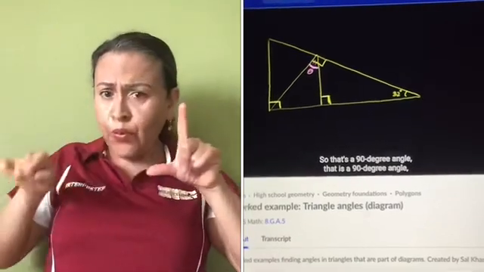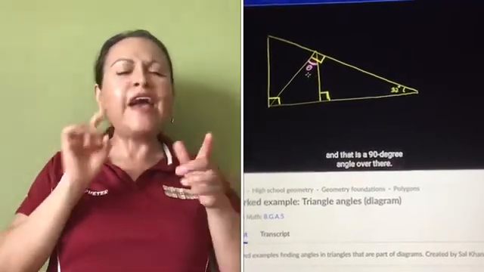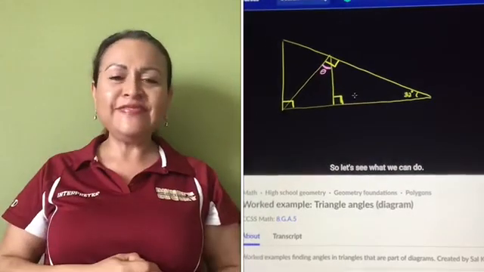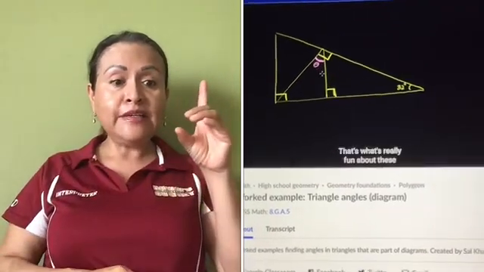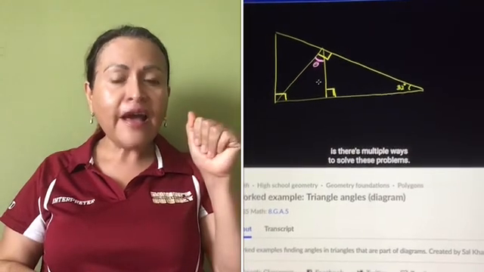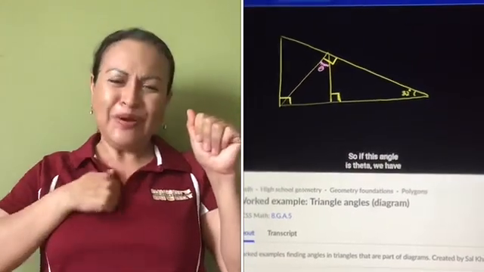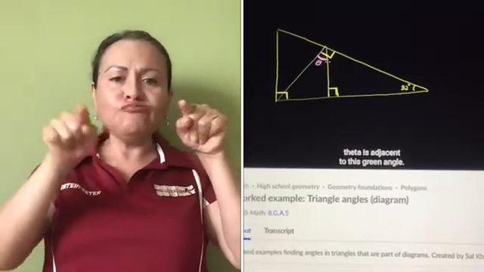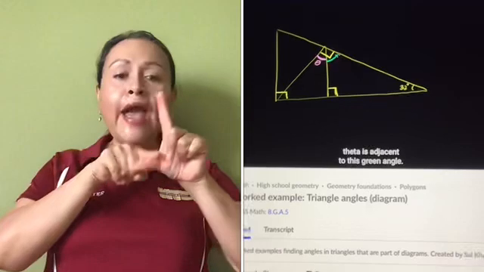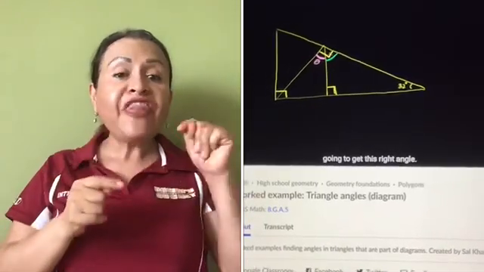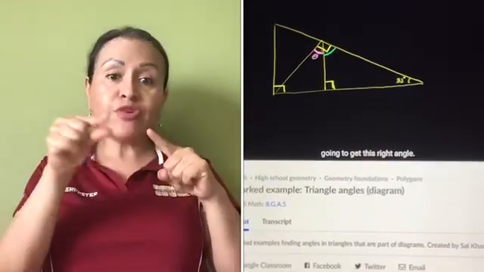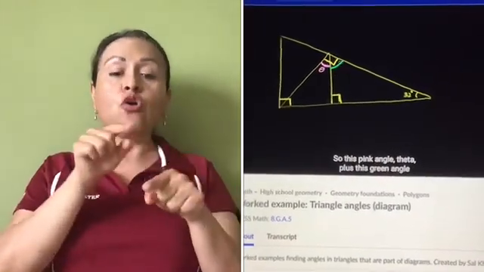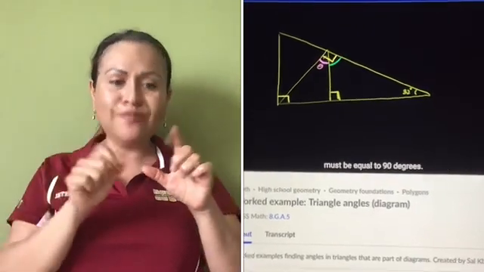So let's see what we can do. And maybe we can solve this in multiple different ways. That's what's really fun about these, is that there's multiple ways to solve these problems. So if this angle is theta, theta is adjacent to this green angle, and if you add them together, you're going to get this right angle. So this pink angle, theta, plus this green angle must be equal to 90 degrees. When you combine them, you get a right angle. So you could call this one, its measure is going to be 90 minus theta.